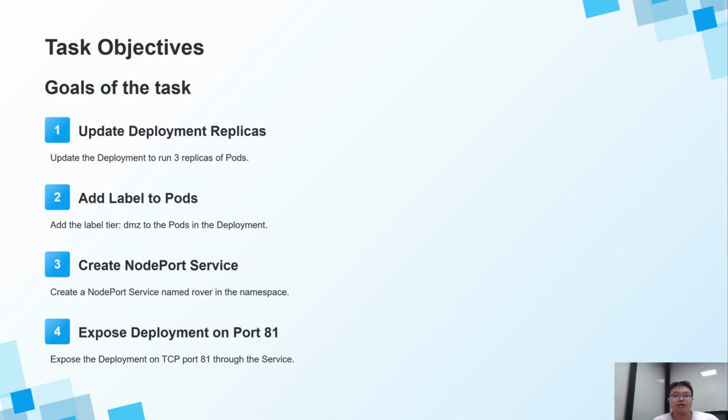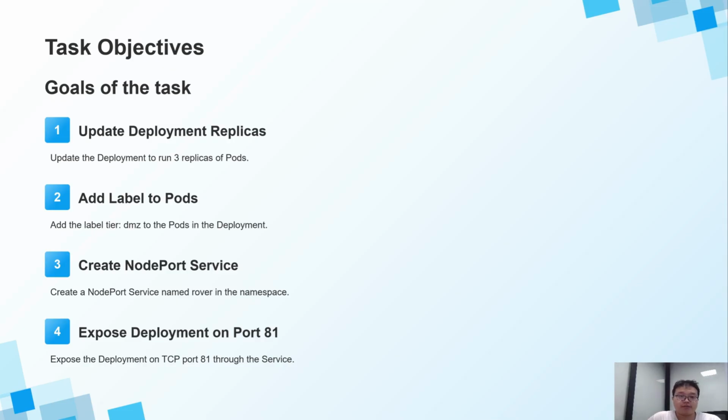And then, what else is needed? Everyone needs to pay attention here. A service is also required. We need to create a new service in the current namespace, and then expose our deployment on TCP port 81. Everyone, please note here that the port is 81, not the standard 80. You must pay attention to this.